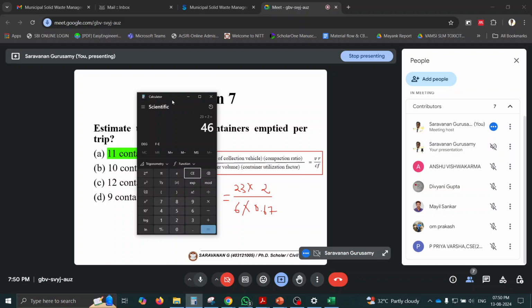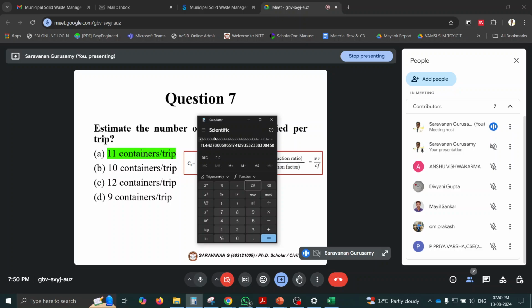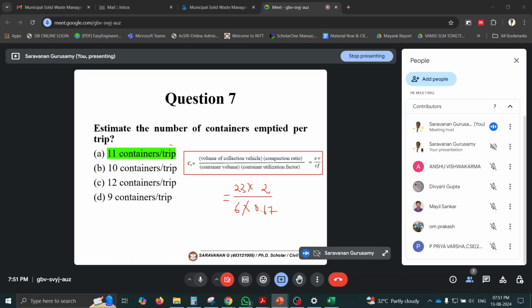23 into 2 divided by 6 divided by 0.67. Yes, 11.44 containers we can empty, but we can't empty 0.44 of a container. So the rounded off value is 11 containers we can empty. Okay, the answer is C. You are getting it. I'll move on to the next question.